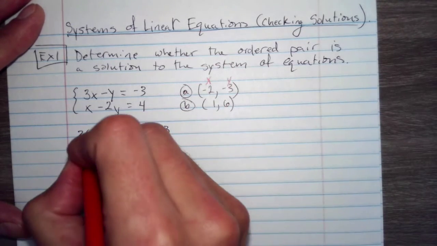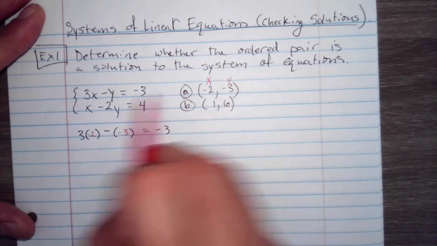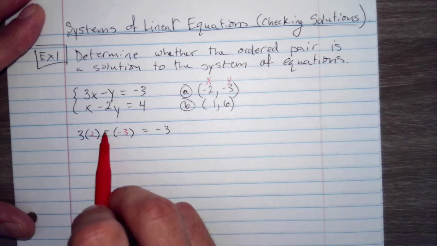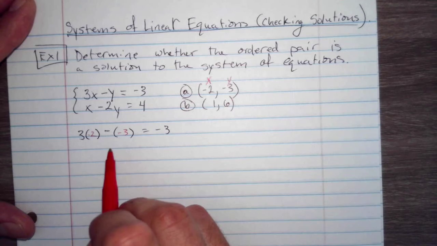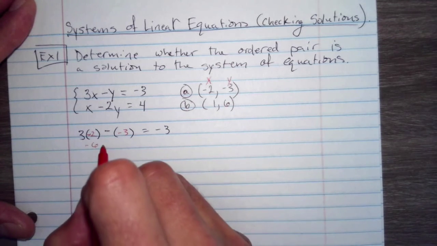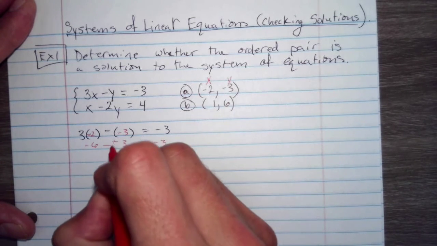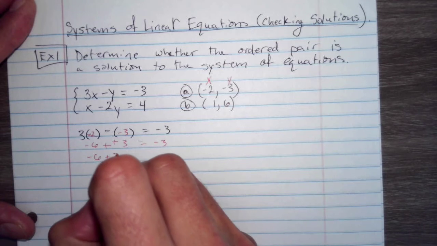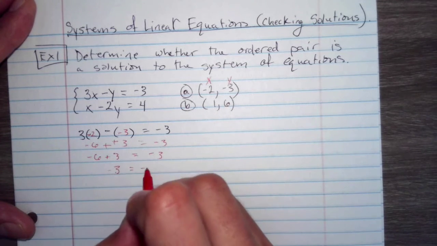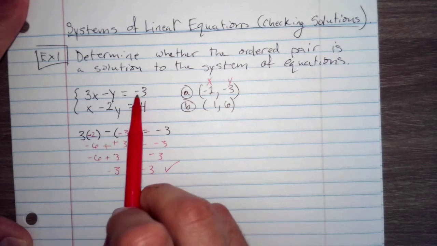I'm going to plug these in, so negative 2, negative 3. I plugged in the x for the x position, the y for the y position. Notice I have minus a negative. I still have to plug in that negative. So what do I get? I get negative 6 minus negative 3 equals negative 3. That's plus: negative 6 plus 3, and this actually does give me negative 3. So this ordered pair satisfies this equation.